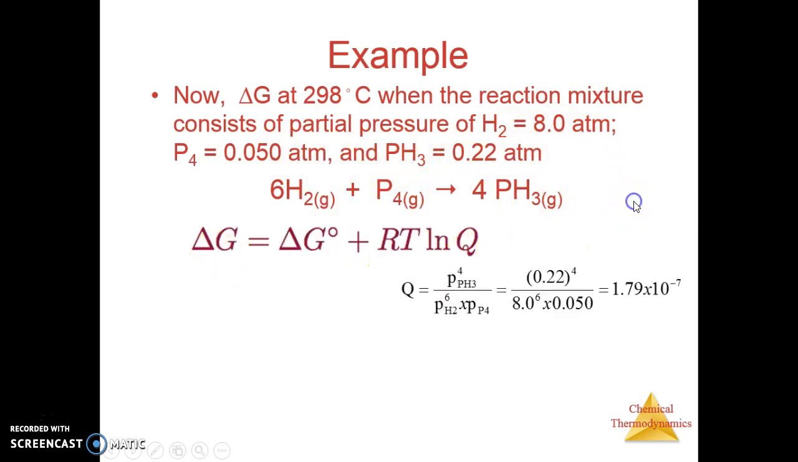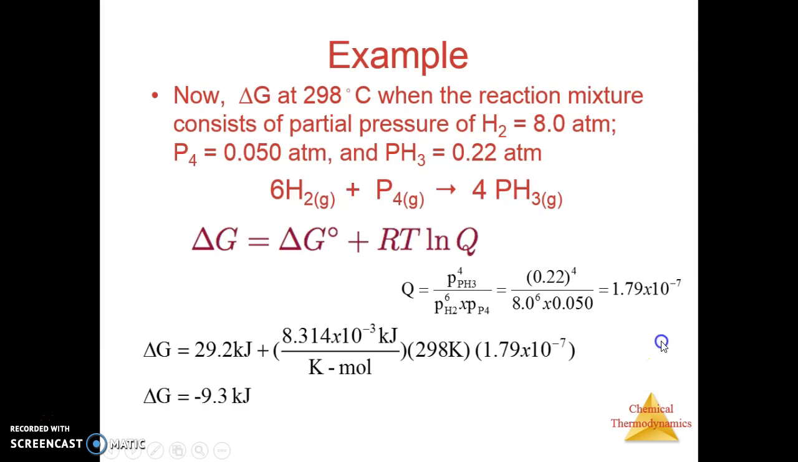using this equation. Q is equal to, since we have pressures, we're doing the partial pressure one, the pressure of PH3 to the 4th. This is just the equilibrium expression that I'm solving for, the quotient, P of H2 to the 6th times P to the 4th. I'm not sure why I have an X there, that kind of looks funny. And so we wind up with a Q value of 1.79 times 10 to the negative 6th, which means delta G is going to be negative 9.3 kilojoules per mole.